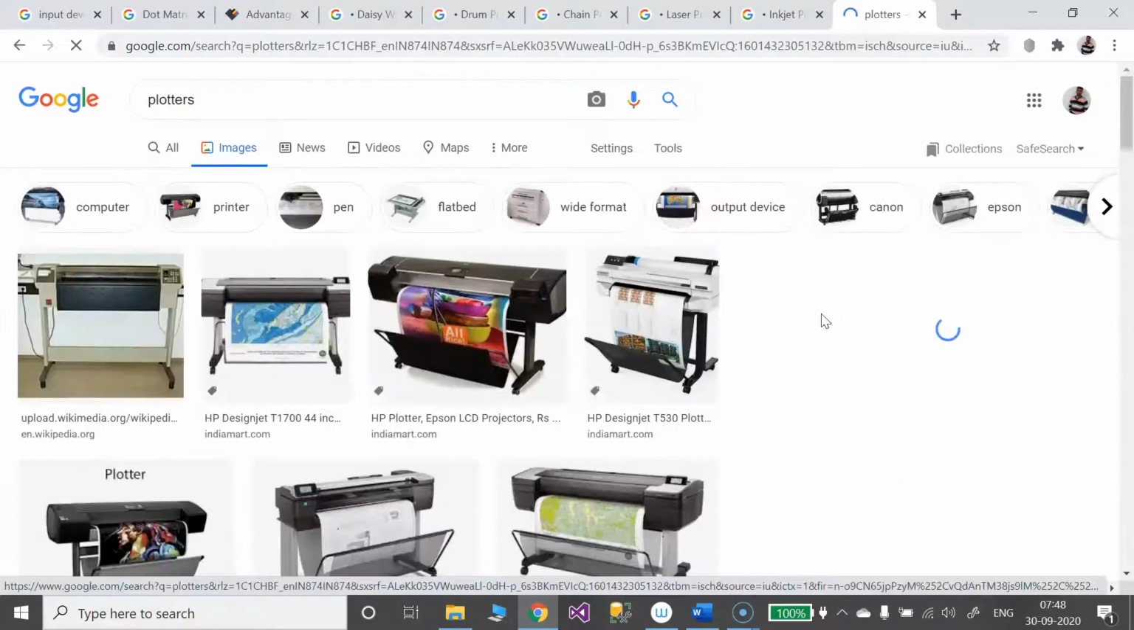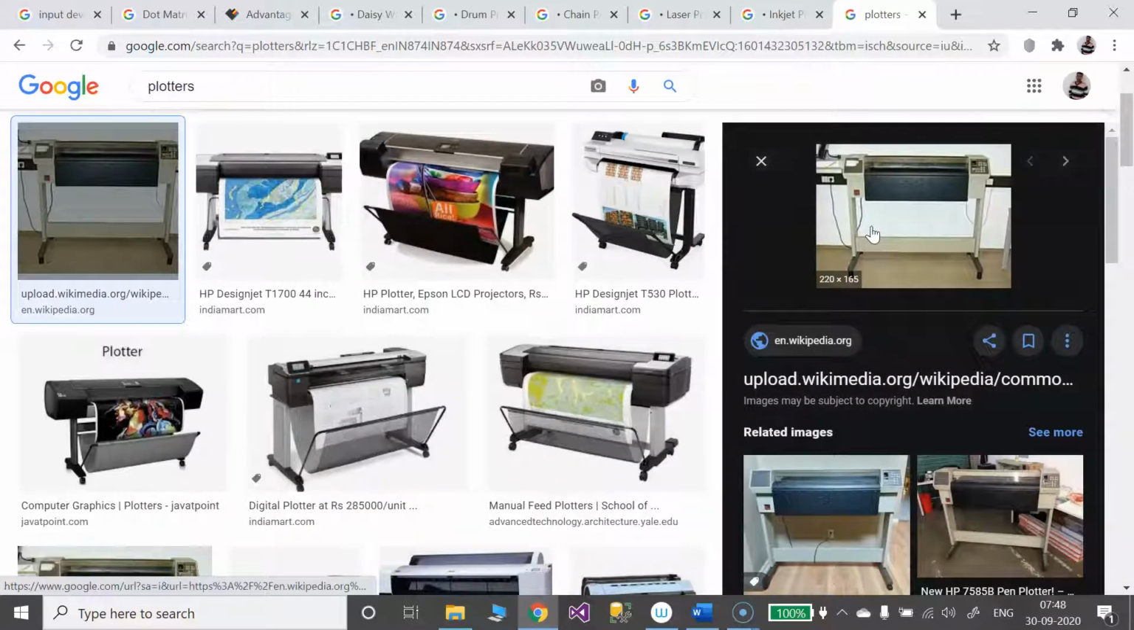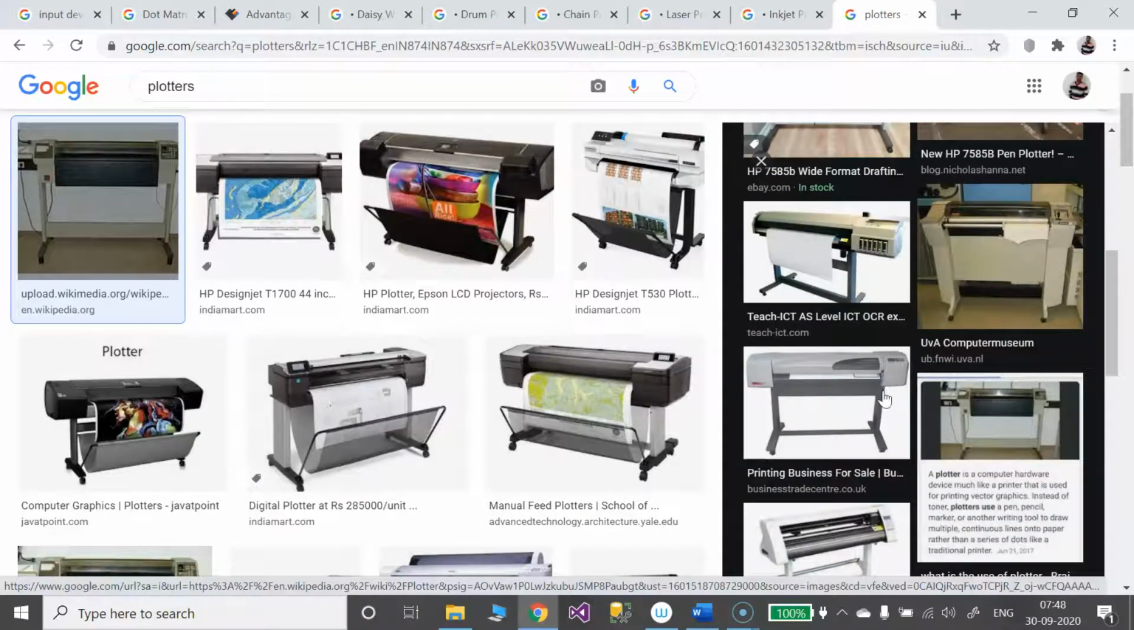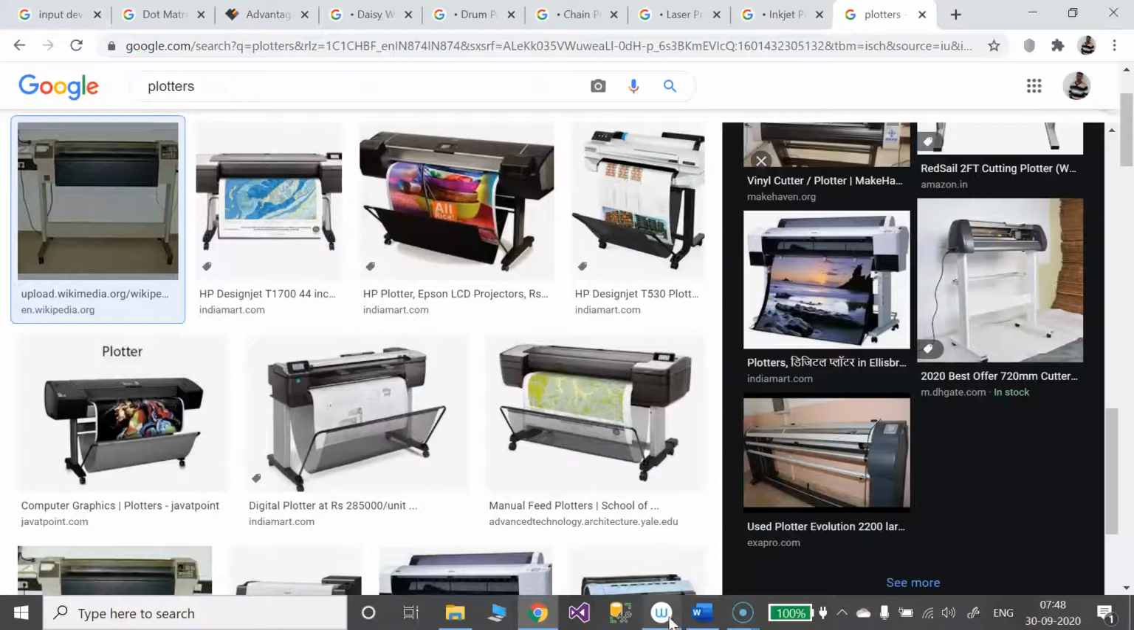You may see all these plotters in flex printing and so on. Internally, many tools are arranged here, and through such tools they go for printing.